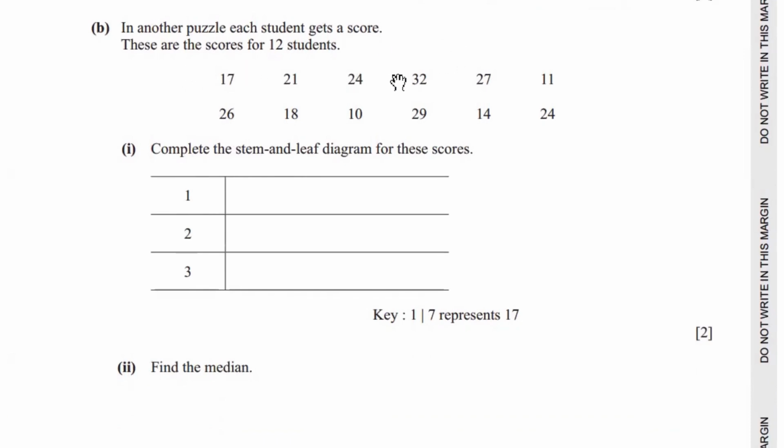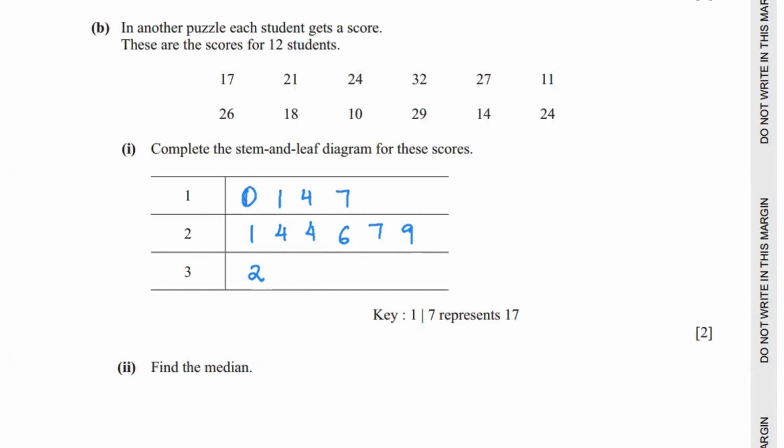Then it says in another puzzle, each student gets a score. These are the scores for 12 students. So complete the stem and leaf diagram for the scores. So for tens, we have 10 first, then we have 11, then we have 14, and then we have 17. For 20s, we have 21 first, then we have 24 two times, then we have 26, 27, and 29. And for 30s, we just have 32. So that is your stem and leaf. The tens are on one side and the units are on the other side.